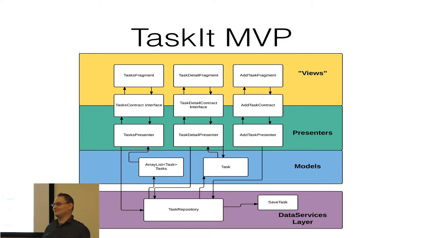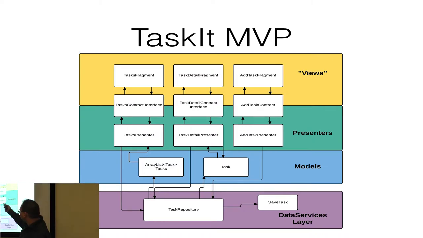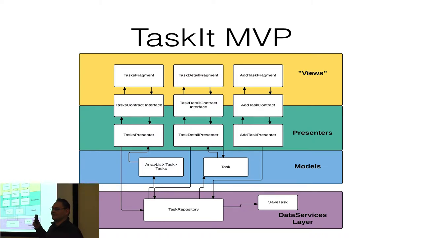I figured we wouldn't want to go through all of them. It would probably take too long. So we have add task fragment, task detail fragment, task fragment. And if you notice, the contract is halfway in between both of them, because each one of those contracts has a dot view and a dot listener interface in them. So each interface has two sub-interfaces in them. The interface view is implemented in the fragment, the listener is implemented on the presenter, and then each one has a reference to the other, so they can send communication to each other.